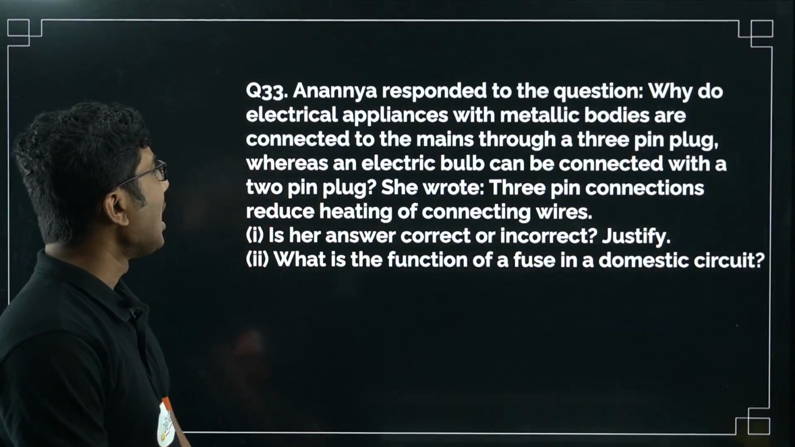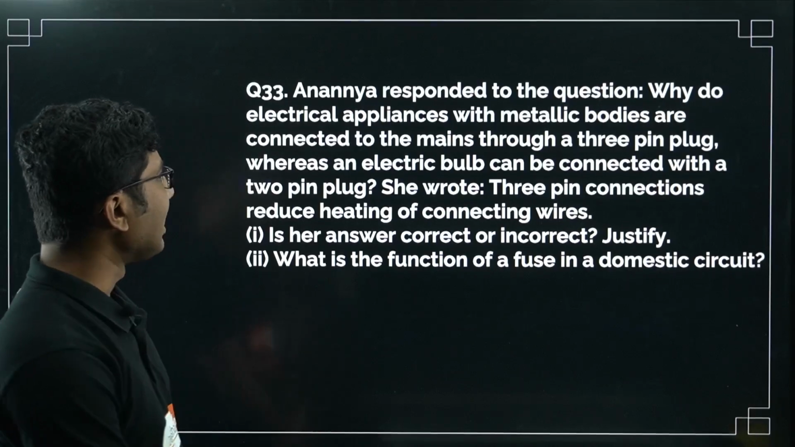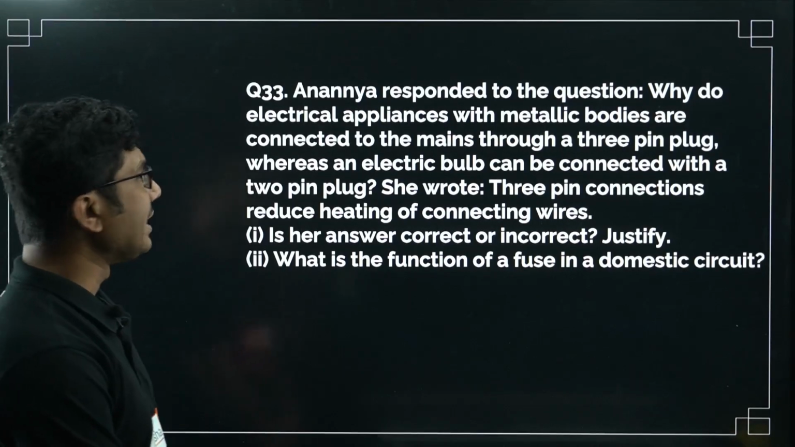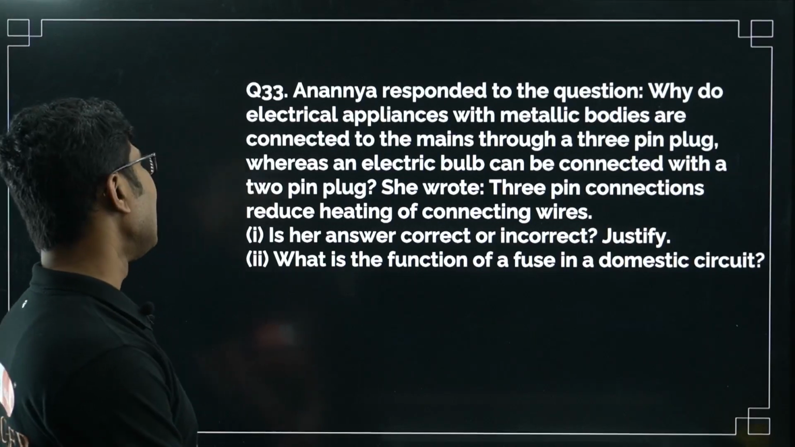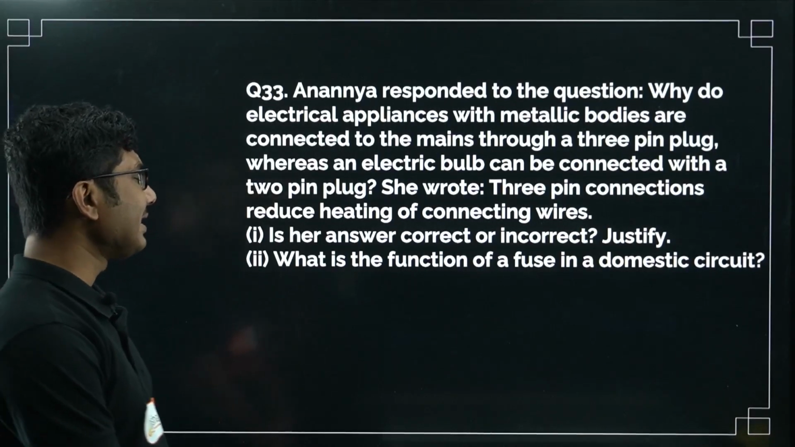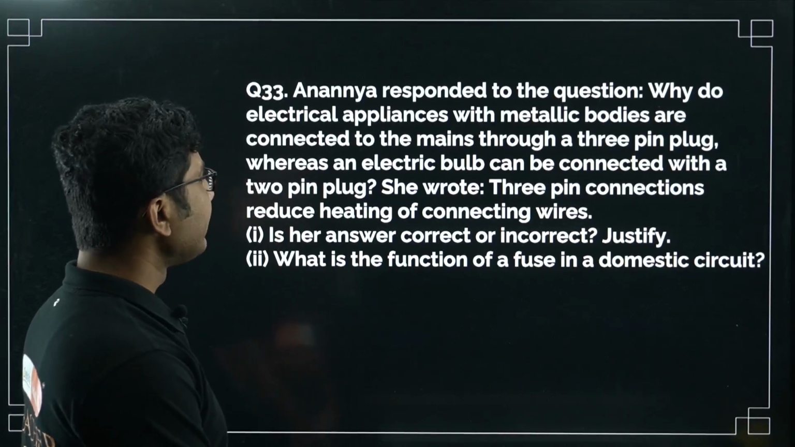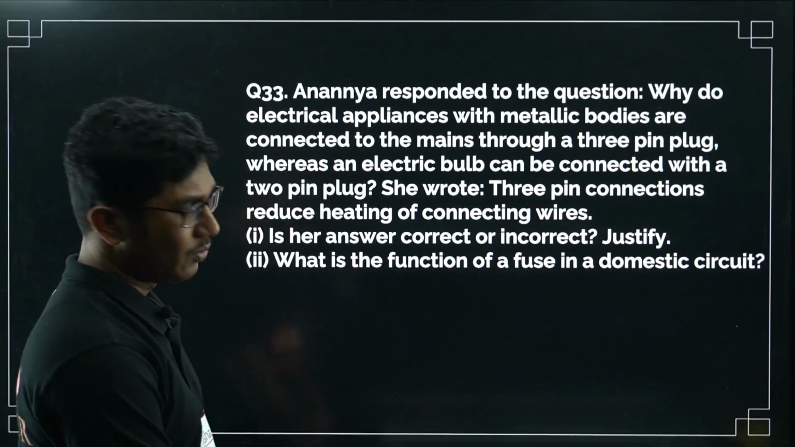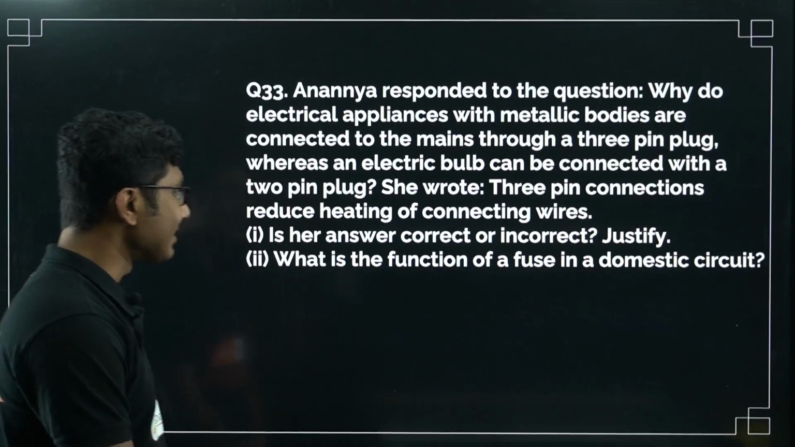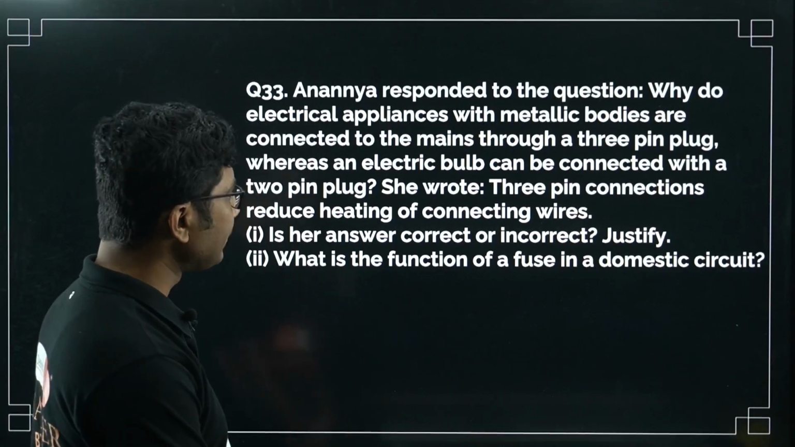Next question. Ananya responded to the question, why do electrical appliances with metallic bodies get connected to the mains through a 3-pin plug, whereas an electric bulb can be connected with a 2-pin plug? She wrote, 3-pin connections reduce heating of the connecting wires. Okay, is her answer correct or incorrect? Justify. What is the function of a fuse in the domestic circuit?